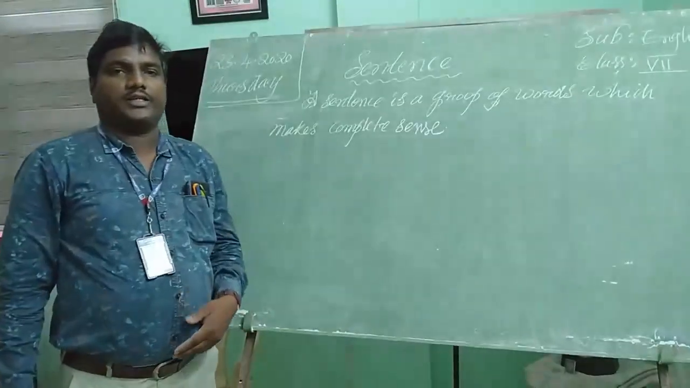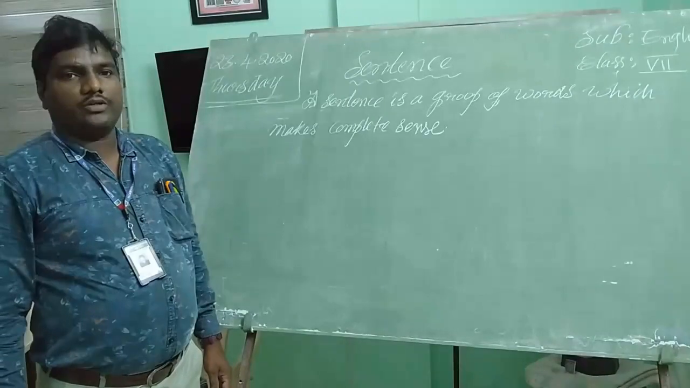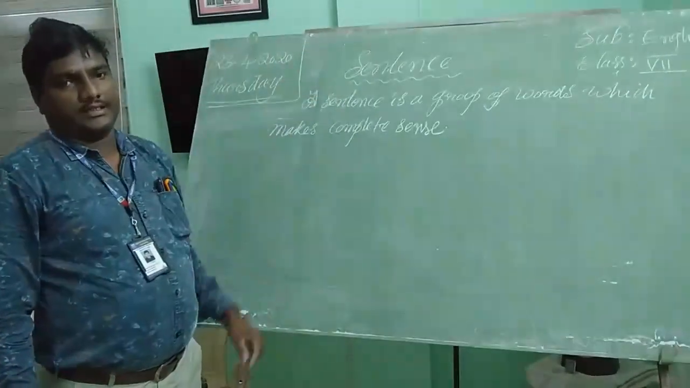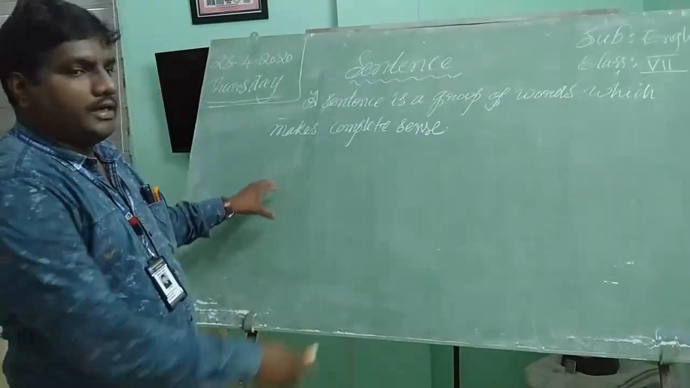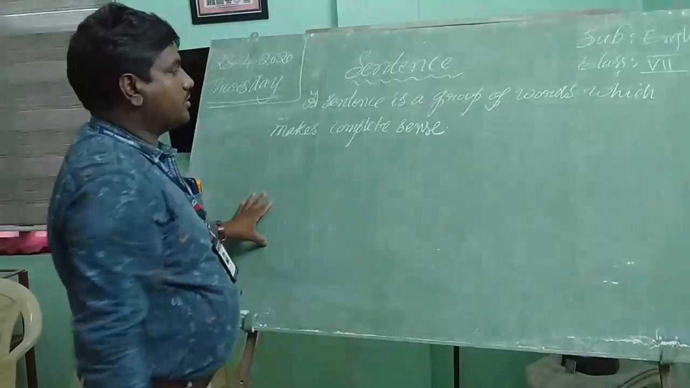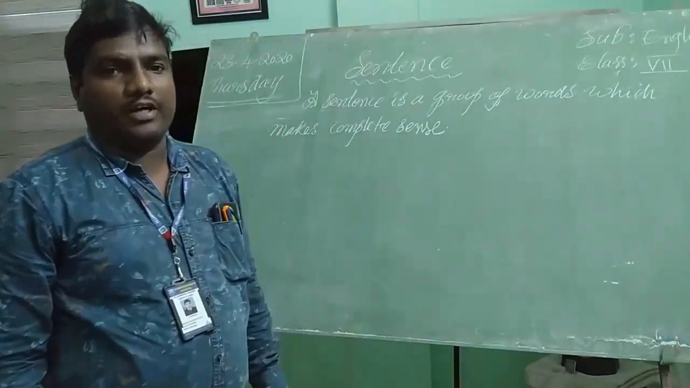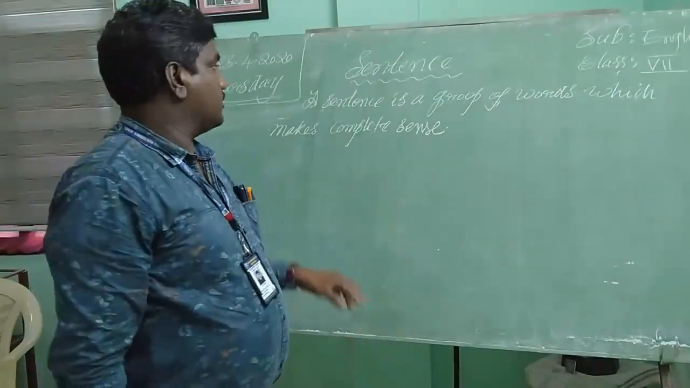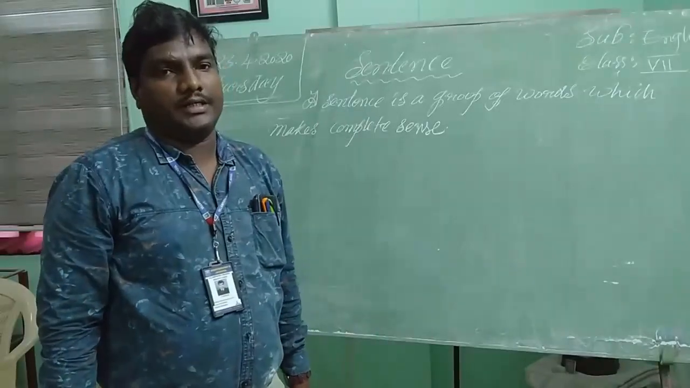Good morning children, this is D. Srinivas, teacher of English. Today we are going to learn about one grammar topic about sentence. What is the definition of a sentence? A sentence is a group of words which makes complete sense. Generally we have words, phrases, clauses. So a group of words which makes complete sense is called a sentence.